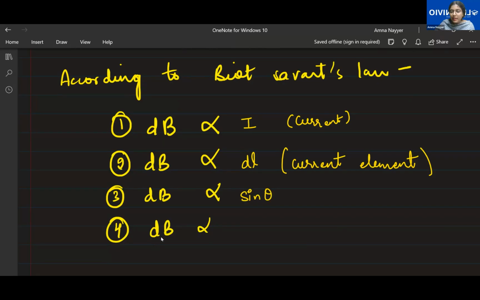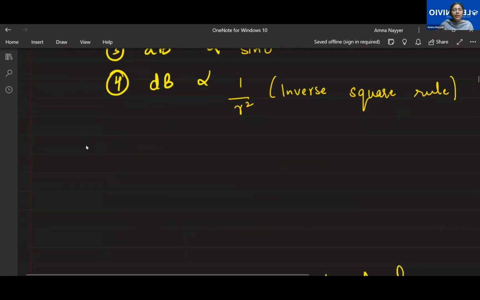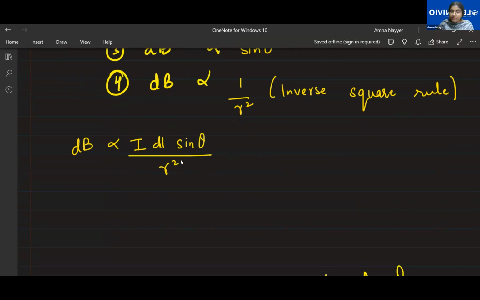Last point, the magnetic field is inversely proportional to the square of the position. That is, it follows the inverse square rule, like your Coulomb's law, like your gravitational law, where you have r square in the denominator. Now let's combine it. On combining all of these, I can say dB is directly proportional to I dl sine theta, but inversely proportional to r square.